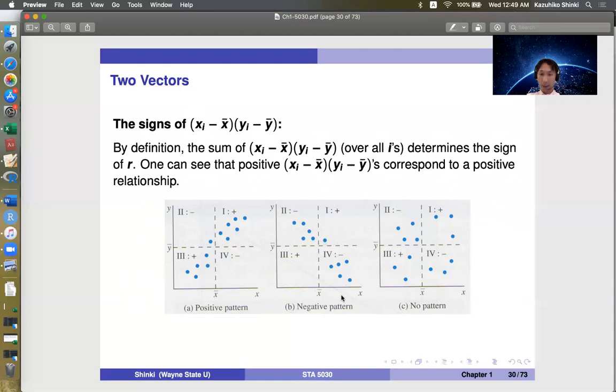The same thing applies for a negative relationship. If we have a negative linear relationship between x and y, most points are in quadrant 2 or 4. And in this case, the product of xi minus x bar times yi minus y bar is negative. Here in quadrant 2, the first factor, xi minus x bar, is negative, but yi minus y bar is positive, so the product is negative. And in quadrant 4, the other way around. If there is no pattern, of course, the observations are placed randomly in all 4 quadrants. So that means the correlation coefficient is near 0.